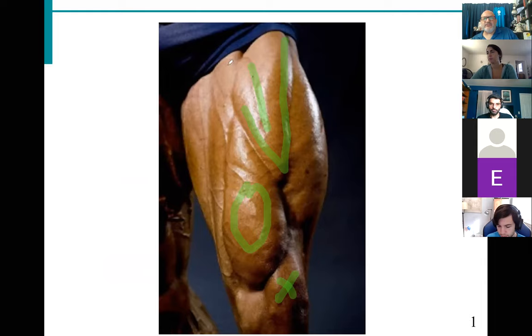And notice, as we talked about, the sartorius, and I'll change colors to emphasize this, is a strap-like muscle that comes and wraps around the head of the vastus medialis. So it is actually a muscle that we can see nicely distinguished here on our bodybuilder. Notice I don't see the gracilis. Why don't I see the gracilis?